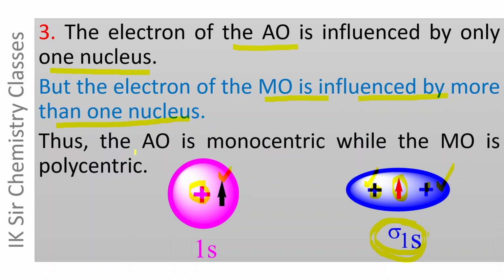It means the atomic orbital is monocentric. It has only one center, while the molecular orbital is polycentric. It has more than one nucleus. In the present case, this sigma 1s molecular orbital has two centers.